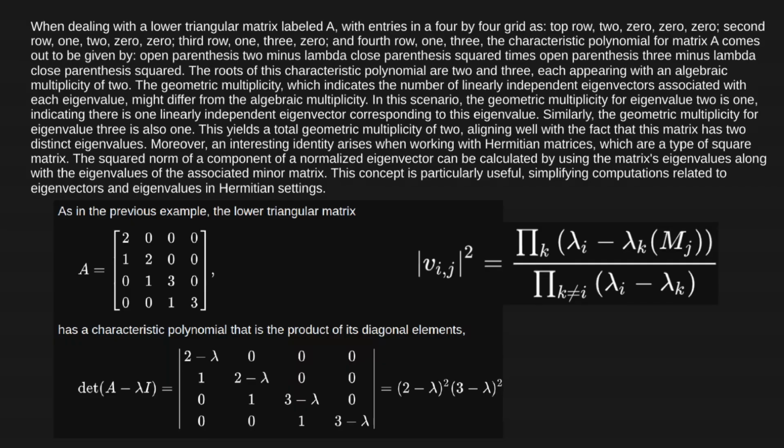Moreover, an interesting identity arises when working with Hermitian matrices, which are a type of square matrix. The squared norm of a component of a normalized eigenvector can be calculated by using the matrix's eigenvalues along with the eigenvalues of the associated minor matrix. This concept is particularly useful, simplifying computations related to eigenvectors and eigenvalues in Hermitian settings.